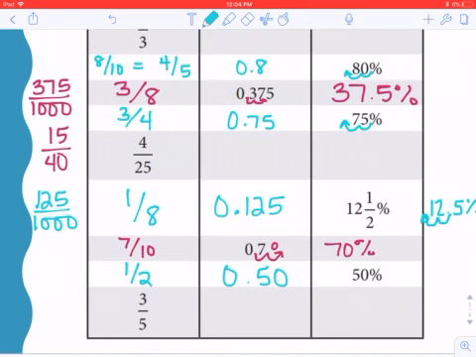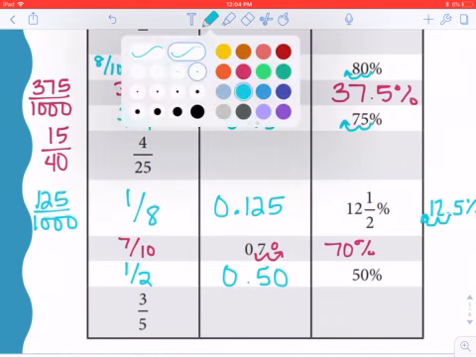Okay, and finally we're going to go from fractions to decimals.